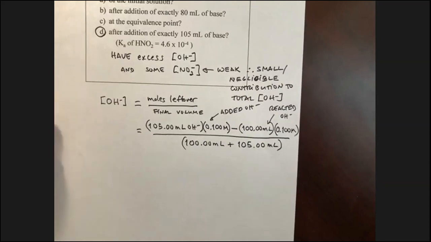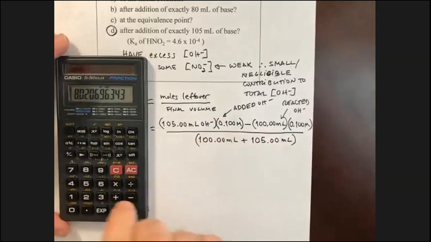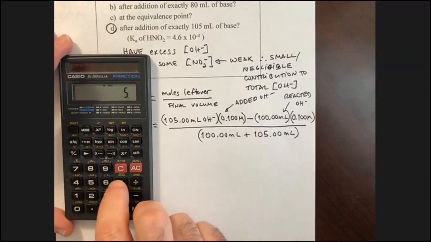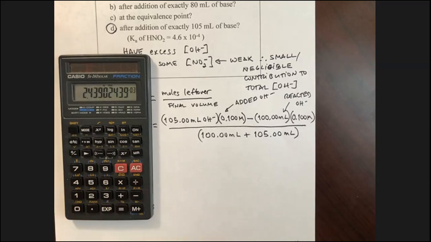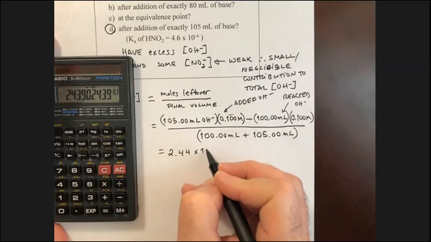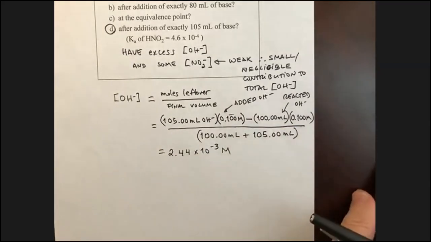So essentially, on the top, you have 105 minus 100, that's 5 milliliters, times 0.1 moles per liter, divided by 205 milliliters. So that's about 2.44 times 10 to the negative 3. Let's see, we can have 3 sig figs here, right? So this will be 2.44 times 10 to the negative 3 molar. So that is the concentration here.